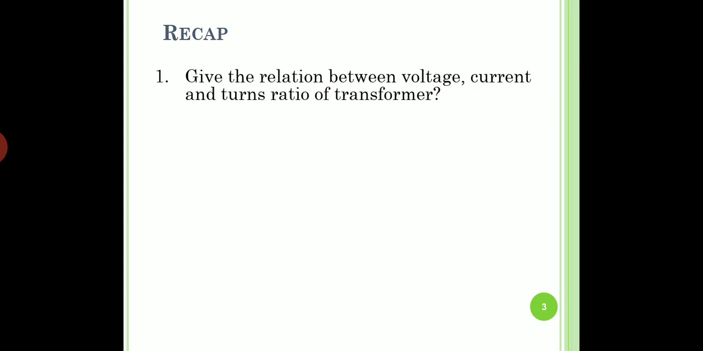So let us recap. Can you give the relation between the voltage, current and the turns ratio of a transformer? Yes, so this is E2 by E1, that is secondary voltage by primary voltage, is equal to N2 by N1, the number of turns in the secondary winding to the number of turns in the primary winding, which in turn is equal to I1 by I2, the ratio of current flowing in the primary to the current flowing in the secondary, that is equal to K, where K is called the turns ratio of the transformer.